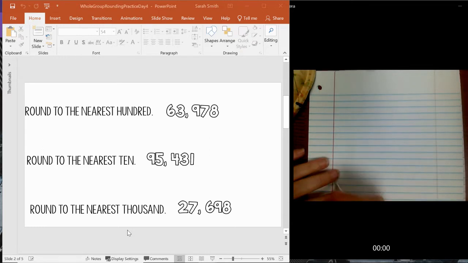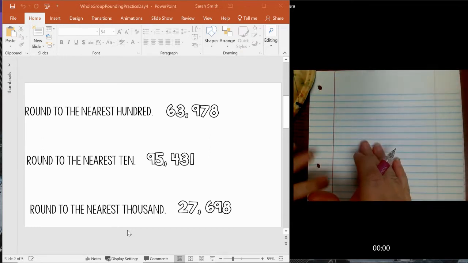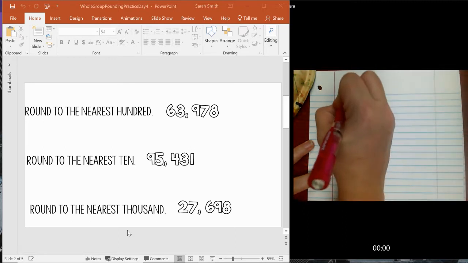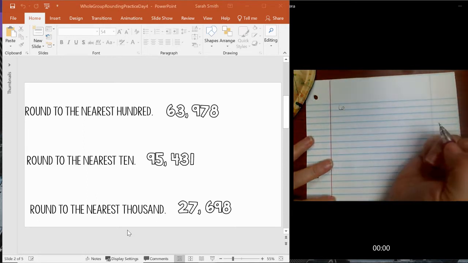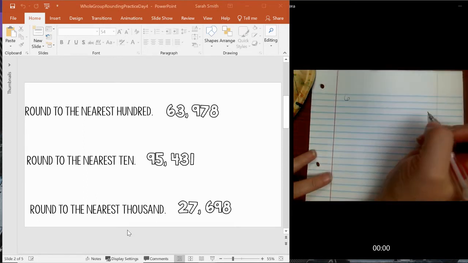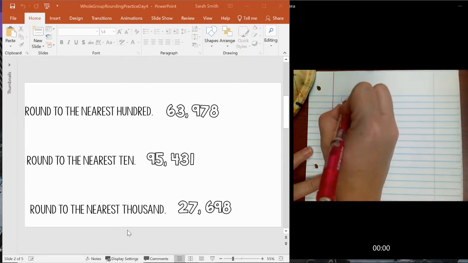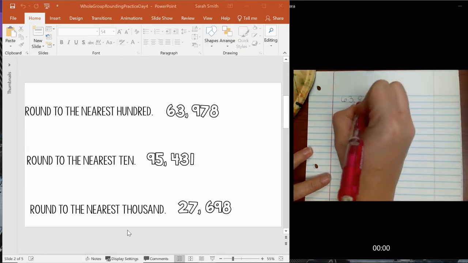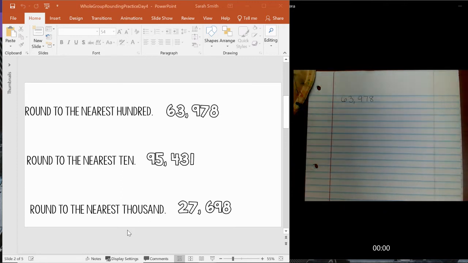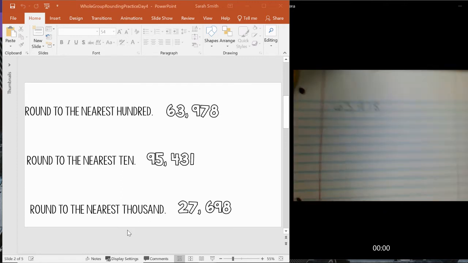So the first one right here, you'll see I'm going to work over here while you're looking at the PowerPoint. But it says round to the nearest 100. You should be writing this down with me on a piece of paper, pencil, or on a dry erase board and marker. Doing it with me. So we have the number 63,978, and it specifically says to round to the nearest 100.